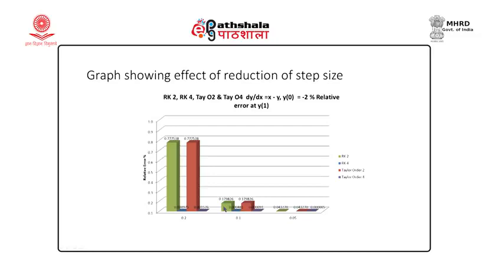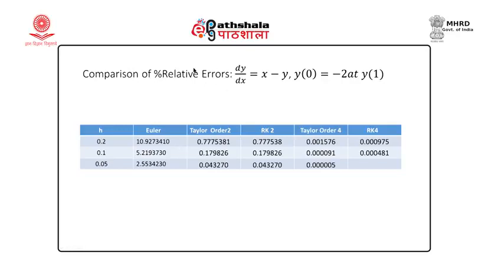For 0.1, RK2 and Taylor order 2 are giving 0.17% error, and others are giving practically no error, and for h equal to 0.2, RK4 and Taylor order 4 are giving no error, whereas these two are giving about 0.8% relative error. So, this is the same thing, the chart. The only thing is I have included Euler method also here in this chart. Say h equal to 0.2, Euler is 10.9, almost 11% error, and Taylor order 2 0.77% error, and of course, these you have already seen in the graph.